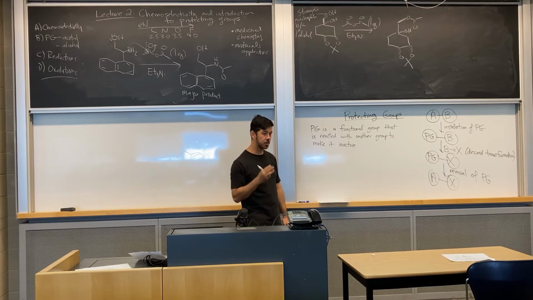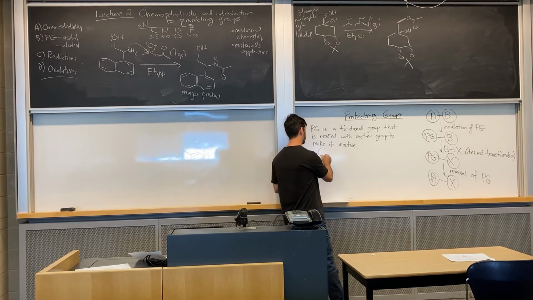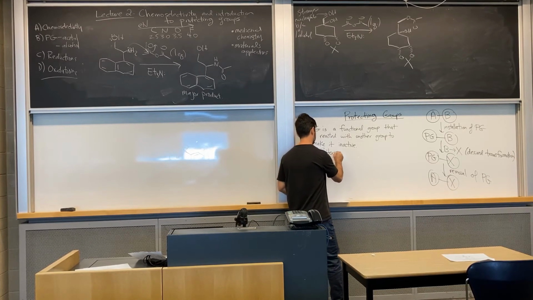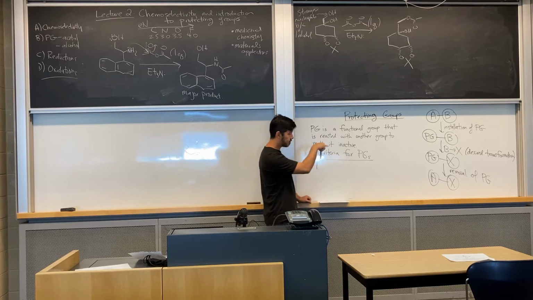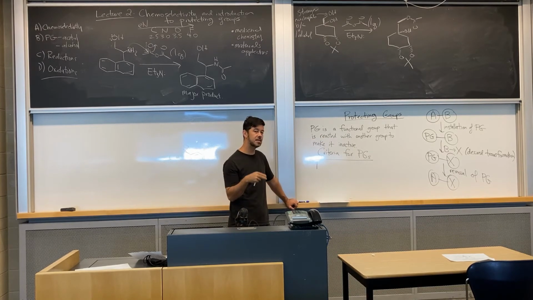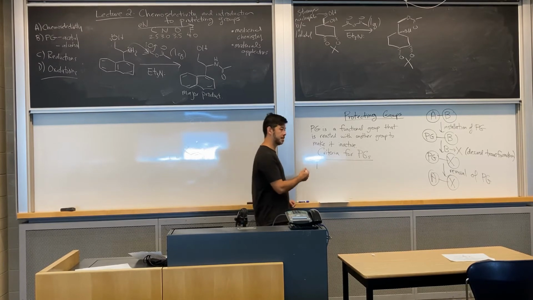There are three general criteria that are important for protecting groups. So number one, the protecting group installation must be very easy, high yielding, and fast. You don't want to do a sluggish reaction. You don't want to be waiting a long time. So you want this to be a very robust reaction that is reproducible in the field.